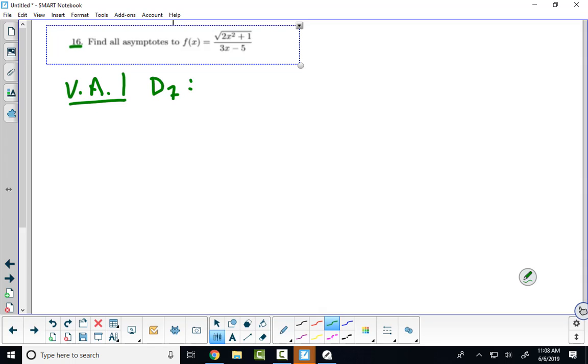What's the other operation that can get me into trouble? Division. We've got to make sure we don't divide by 0, which means x cannot equal, what is that, 5/3? Right?